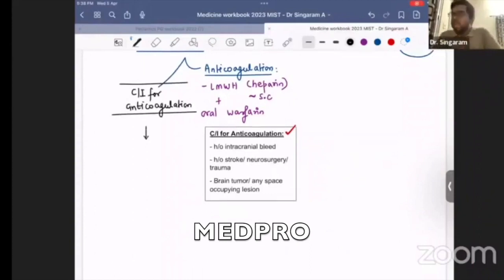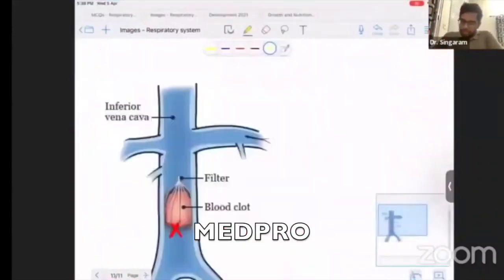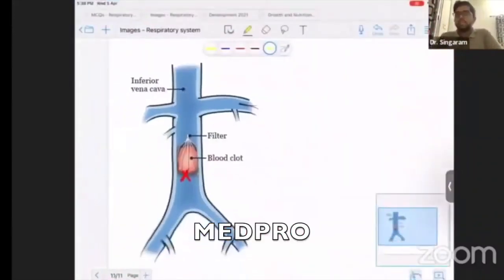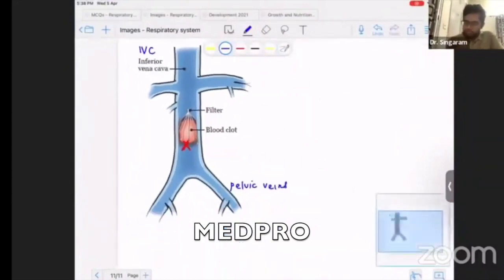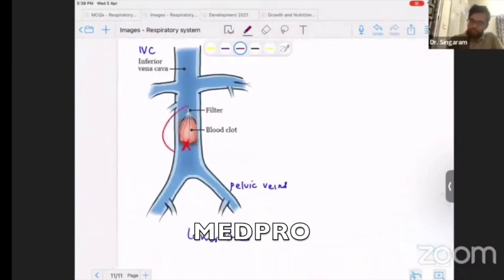What did I tell you? I should prevent any further clots from being produced or from reaching the pulmonary circulation. What can I do? I can use something like this. See this picture? Any comments about this? What is that? This is the inferior vena cava. This is the pelvic veins. And below you have the lower limbs. What can I use? I can use something like this. What is that? Filter. I can use something like an IVC filter.